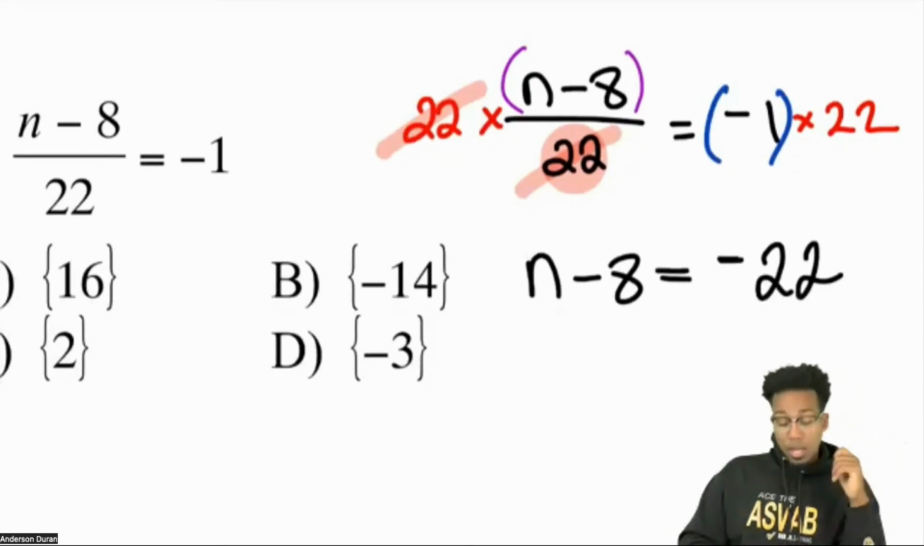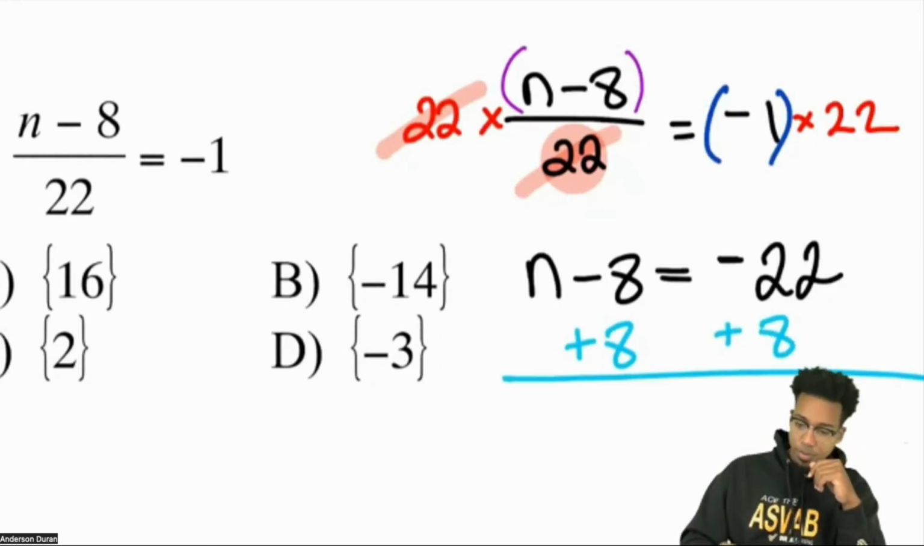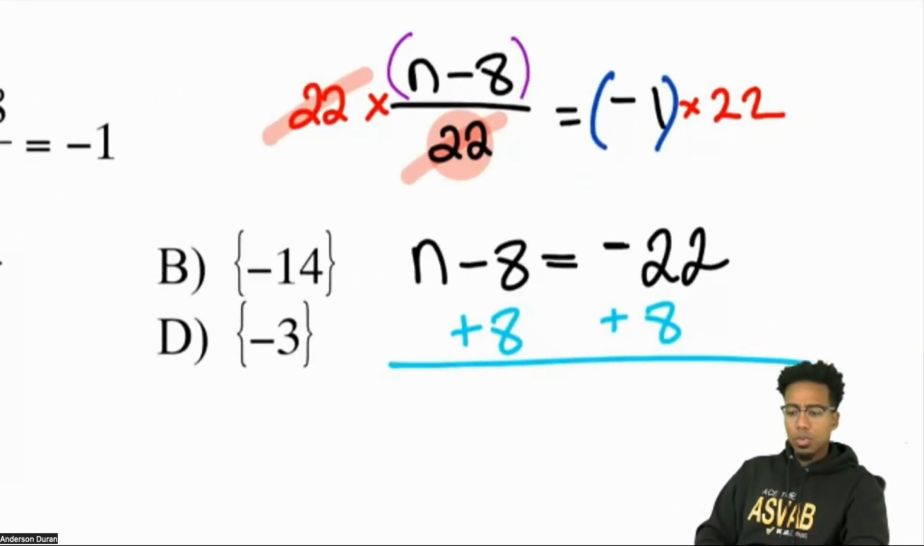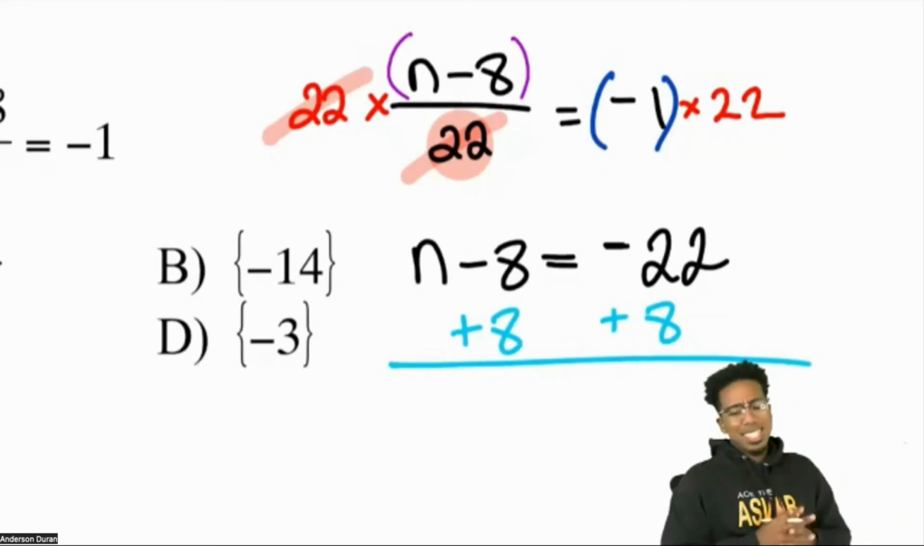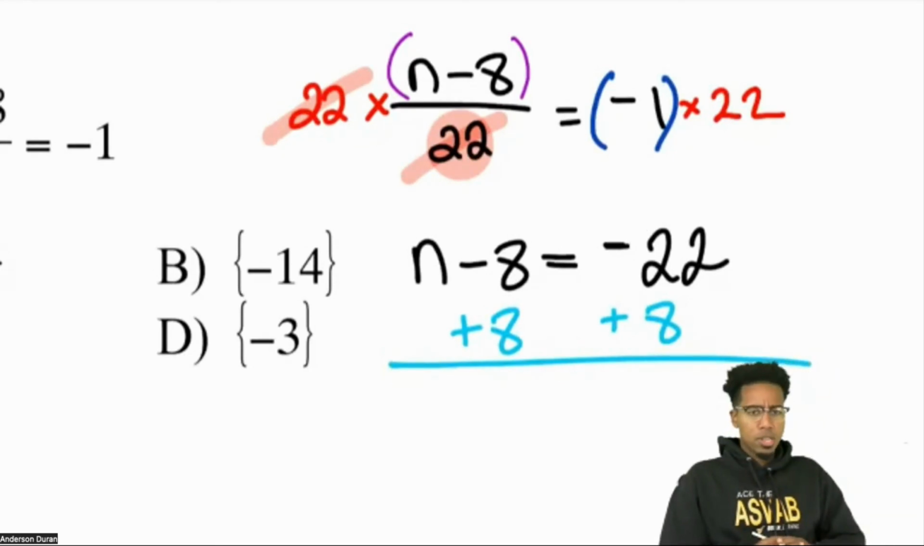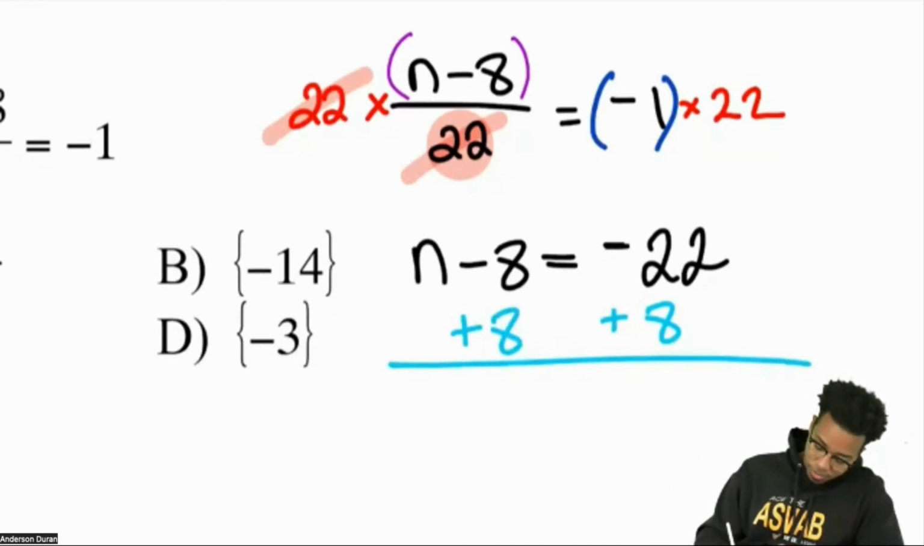Exactly. And so from here, now what we'll do is we'll go ahead and get that n by itself by adding 8 to both sides. And so then from there, everybody, what is -22 plus 8? Remember, you have a negative plus a positive, so just subtract the numbers. 22 minus 8, that's 14. But that should be a negative because that 22 is the bigger number. So that should be -14.